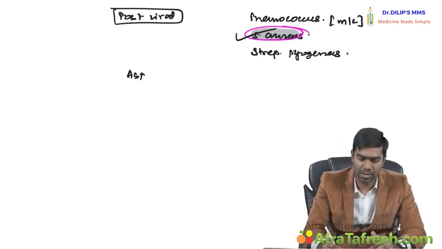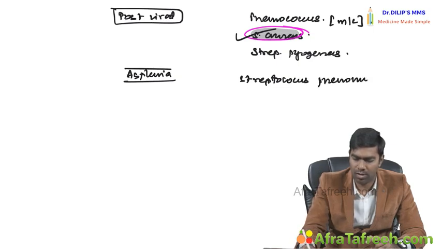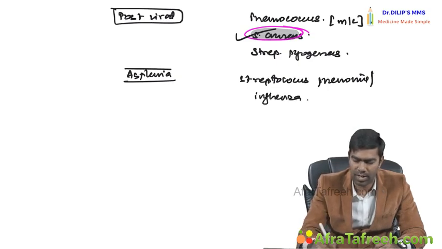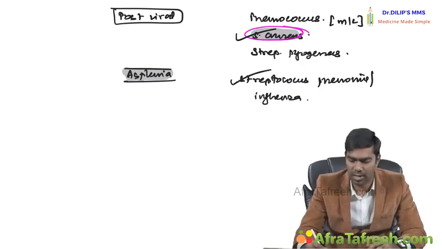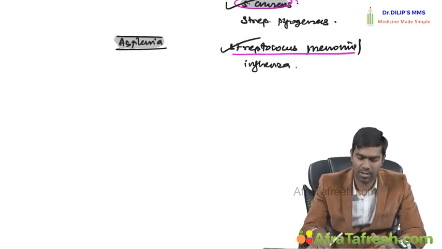And asplenic patients, who are having asplenia, you're going to get Streptococcus pneumoniae, or influenza. Why Streptococcus pneumoniae? Because asplenia predisposes to infection with capsulated organisms, and Streptococcus pneumoniae being a capsulated organism is again going to have a high risk.